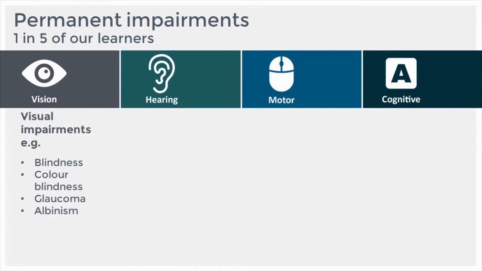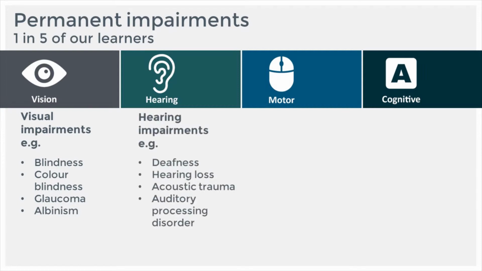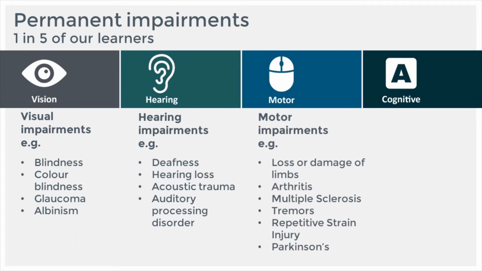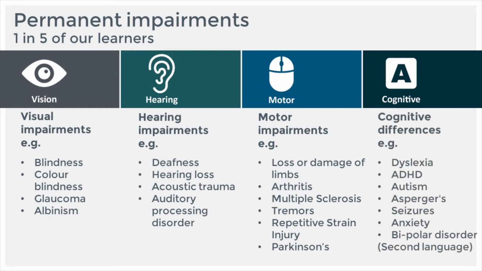For vision, we have blindness, colour blindness, glaucoma and albinism. For hearing, we have deafness, hearing loss, acoustic trauma and auditory processing disorder. For motor, we have loss or damage of limbs, arthritis, multiple sclerosis, tremors, repetitive strain injury and Parkinson's. And finally, for cognitive differences, we have dyslexia, ADHD, autism, Asperger's, seizures, anxiety, bipolar disorder and second language learners.